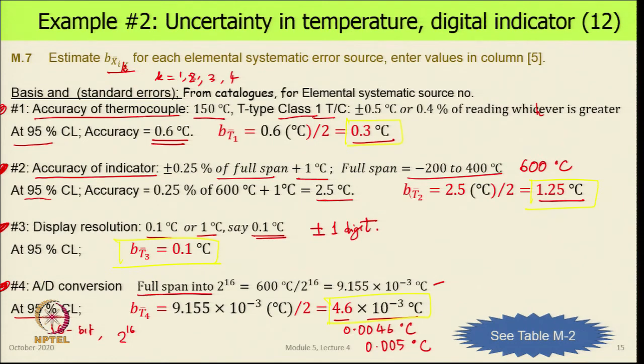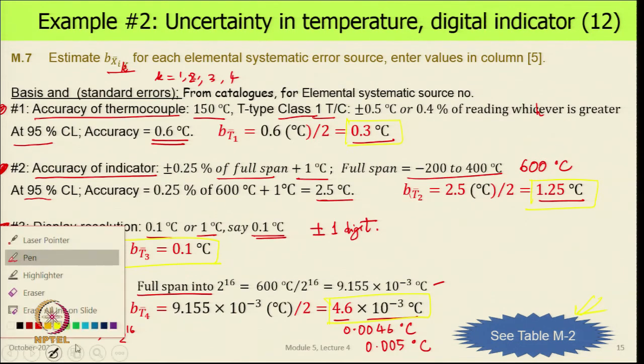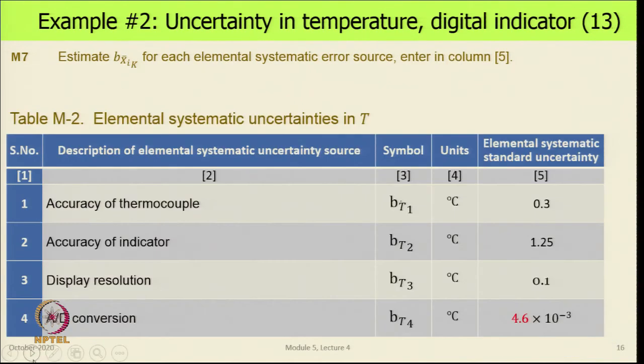Now, we will put them all together as it says here in table number 2. So, let us see that. Table M2, estimate Bxik, where k is small, and enter in column 5. So, we have done that. Accuracy of the thermocouple Bt1 bar 0.3 degrees Celsius. Accuracy of indicator Bt2 bar 1.25 degrees Celsius. Display resolution Bt3 bar 0.1 degrees Celsius. A to D conversion Bt4 4.6 into 10 to the power minus 3.